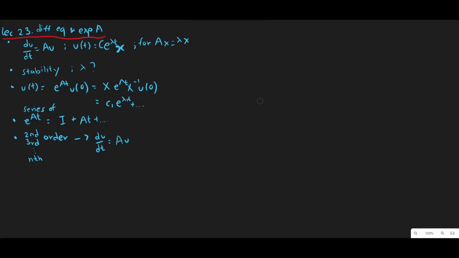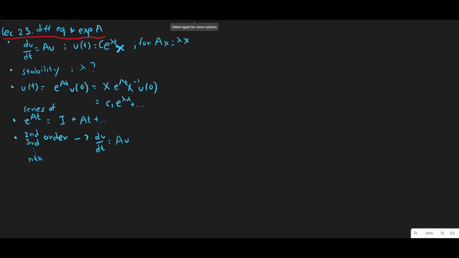The first one is the main formula that we are learning, that du over dt is Au, and the stability of the eigenvalue. And the third one is another way of expanding u of t in terms of the exponents, e to the power of At and e to the power of lambda t, and then expanding e to the power of At in terms of the infinite series, and how to transform the second and third order equations into this form of du dt equals Au. So I will divide this session into 5 parts.